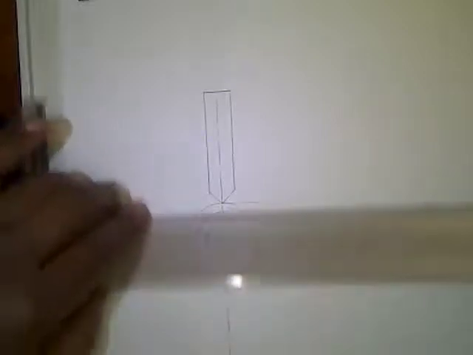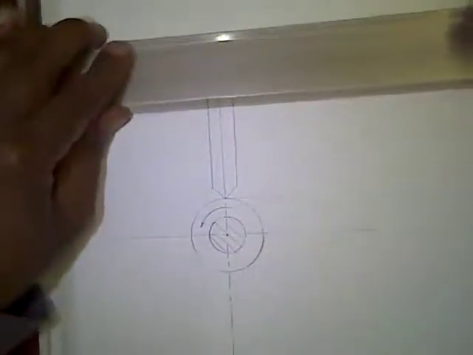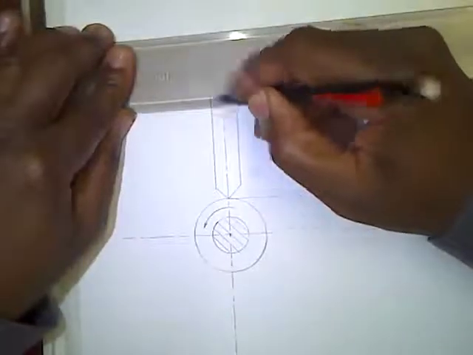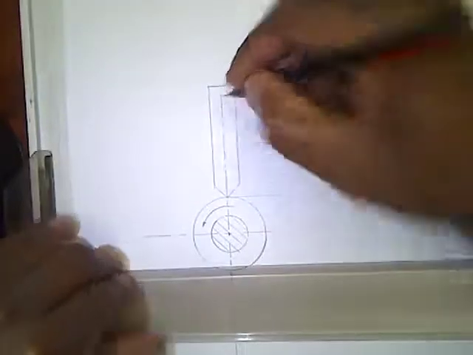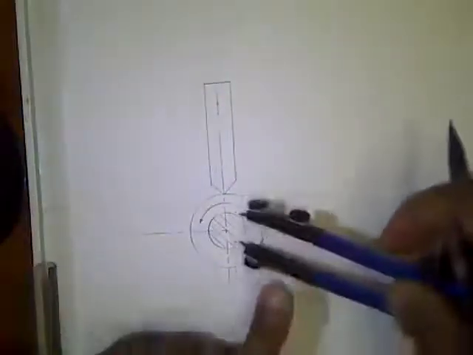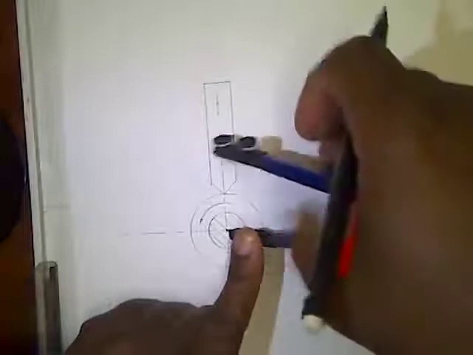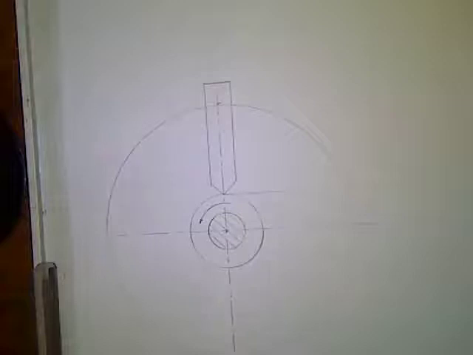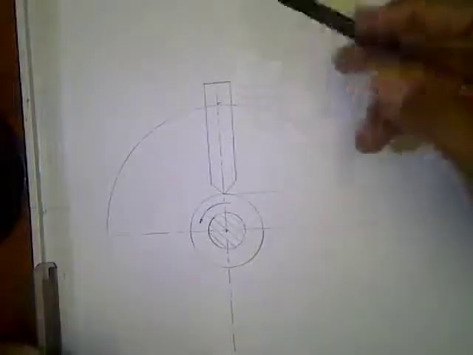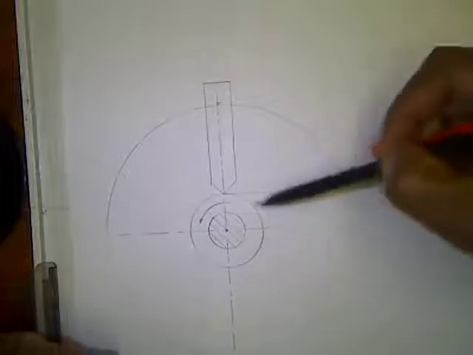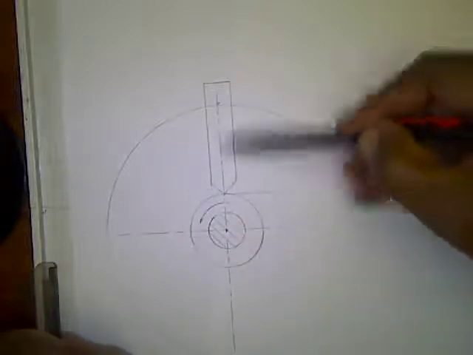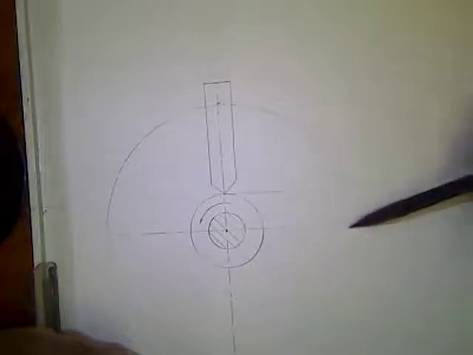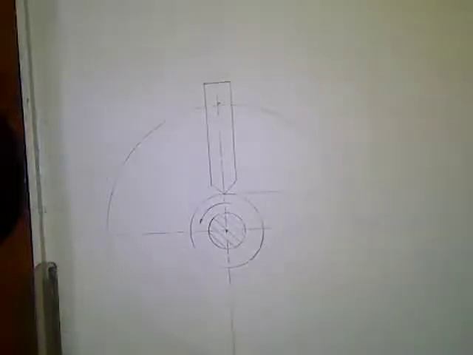So my cam follower will rise up until here. It will rise up until here. So I might as well make a radius of the maximum height of the follower. That is the maximum height of the follower. And then this one, it will be the minimum. That is 50 millimeters from here to there. It is 50 millimeters.